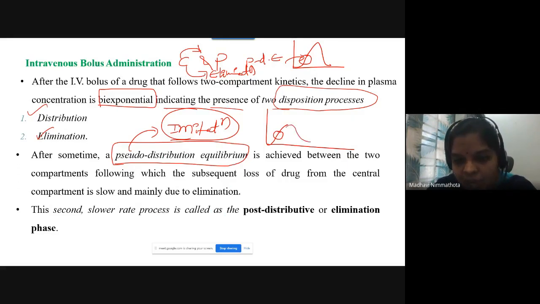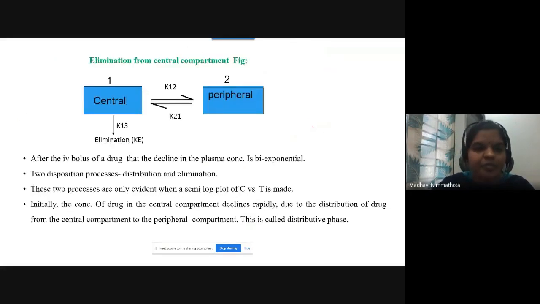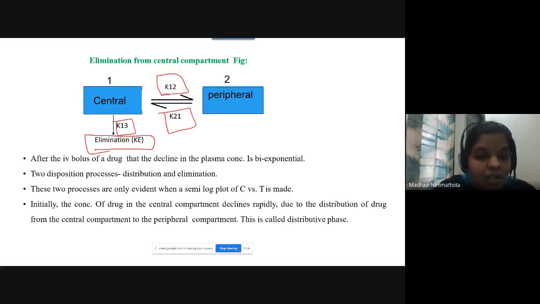Then your graph will be like this. Then it is called the post-distributive or elimination phase. Here we are getting the post-distributive or elimination phase. Then the elimination from the central compartment: how will the figure be? See, central compartment, peripheral compartment. We have K12, K21 and K13. Here elimination is going on. Then what are the parameters we need to consider if the elimination is happening from the central compartment?